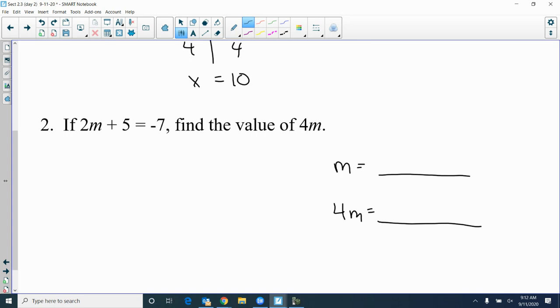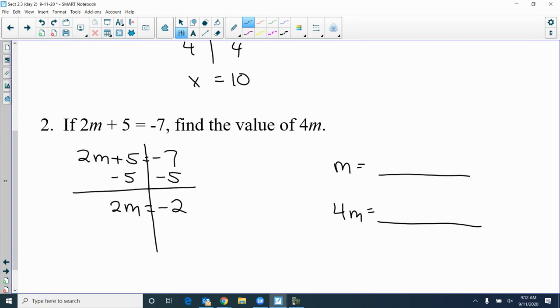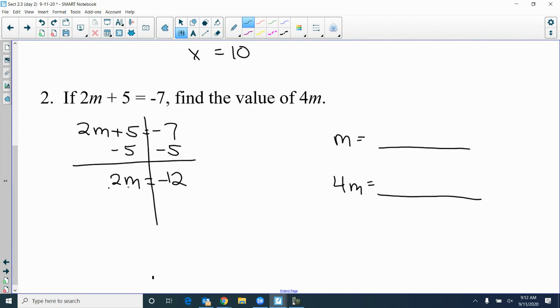And you don't substitute the 4m in anywhere. We don't even mess with that. We solve this equation, 2m plus 5 equals negative 7. All right, Christian, what do I do? Subtract 5 on both sides, and then you get negative 12. Then divide each side by 2, and you get negative 6. So at this point, m equals negative 6.